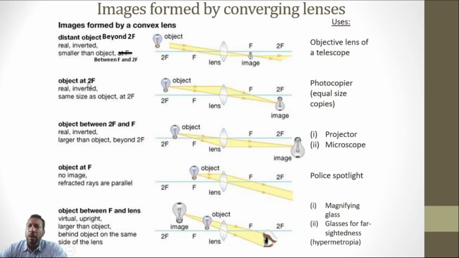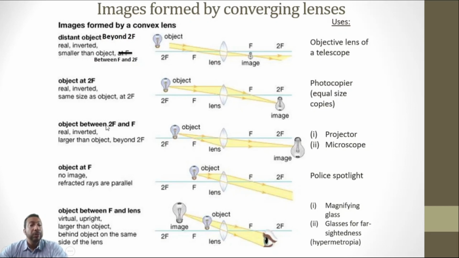When the object is located exactly at 2f, the image is real, inverted, but the same size as the object, and also located at 2f. This is used in a photocopier. Why? Because it produces an image that is the same size as the object, hence a photocopy.